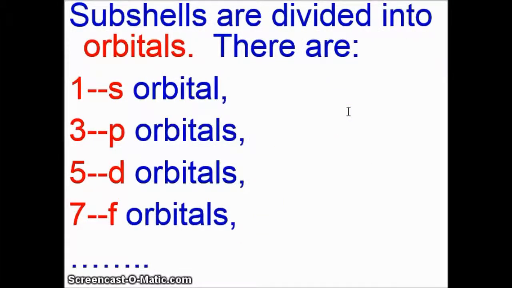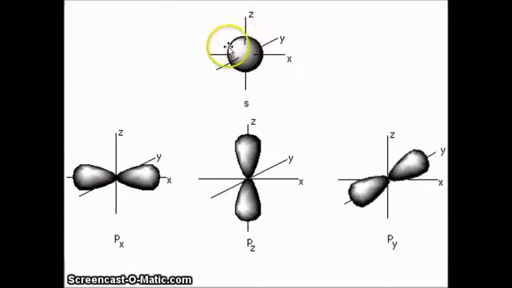So the energy levels are divided into subshells, and then the subshells are divided into the orbitals, the 3D regions of space. There's one s orbital, there are 3 p orbitals, there are 5 d orbitals, and 7 f orbitals. And remember, the orbitals are just those different shapes. So there's only one shape for the s, 3 for the p, 5 for the d, and 7 for the f.